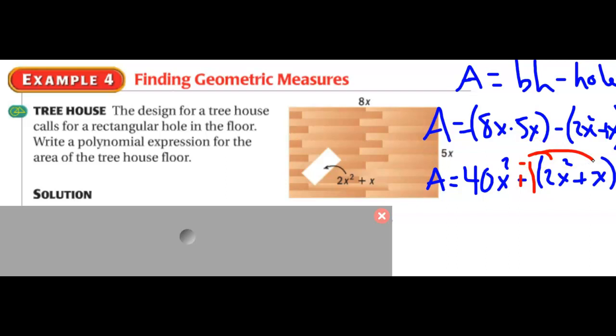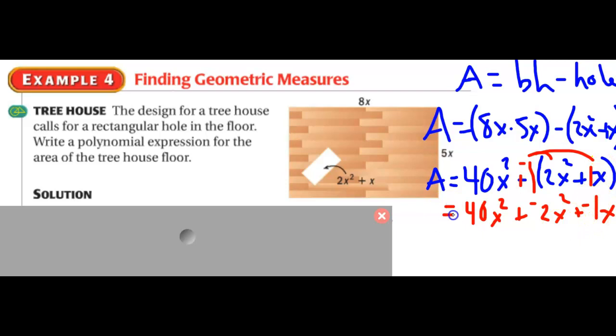Which means we have 40x squared plus the opposite of 2x squared, so negative 2x squared. Now remember, there's a 1 in front of that x, right? Where there's an invisible coefficient, there's a coefficient of 1. So I have negative 1 times 1x, so negative 1x. This negative 1 times a positive 1x is negative 1x.